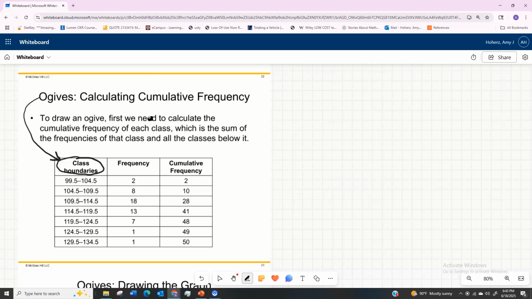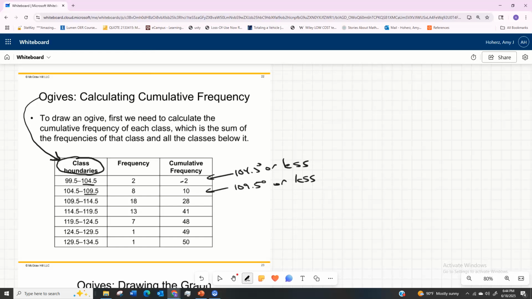So let's talk real briefly about how we get these cumulative frequencies again. Remember that this means we have two values that are 104.5 degrees or less. So we have two states that are 104.5 degrees or less. We have 10 states that are 109.5 degrees or less. That's what the cumulative means. We're accumulating the data as we go. And so if you look back over here, we had 2 and 8, so we have a total of 10 that are in this class or lower.